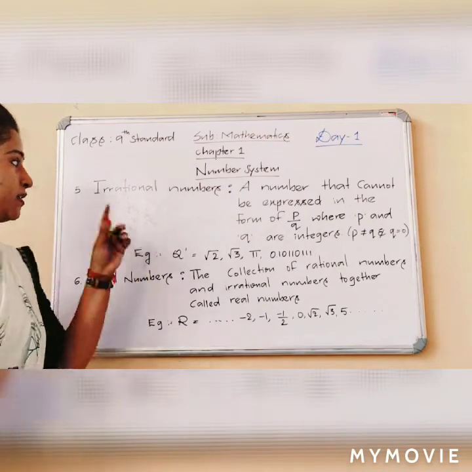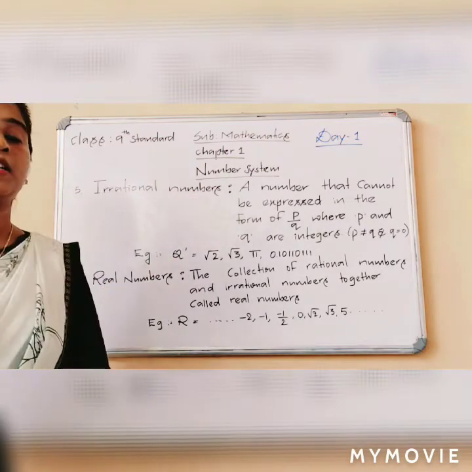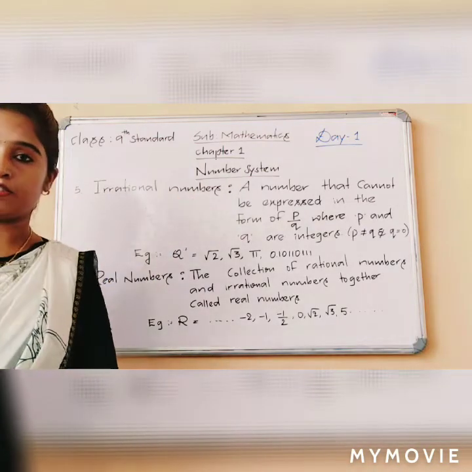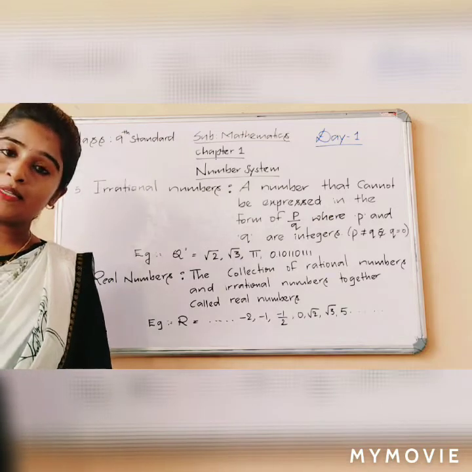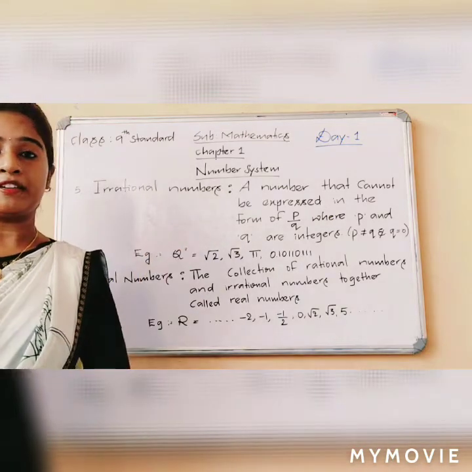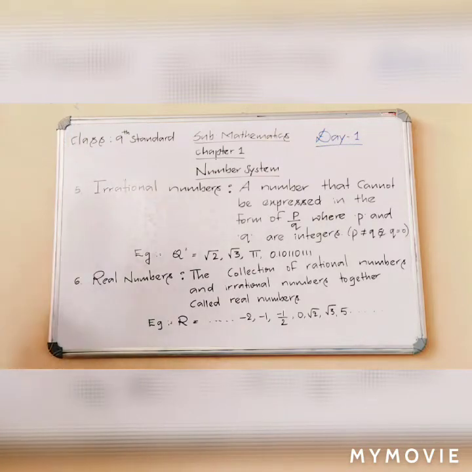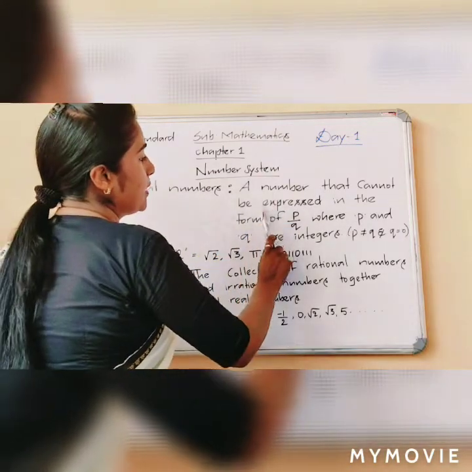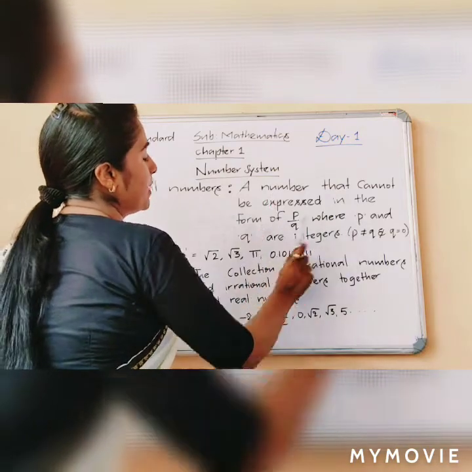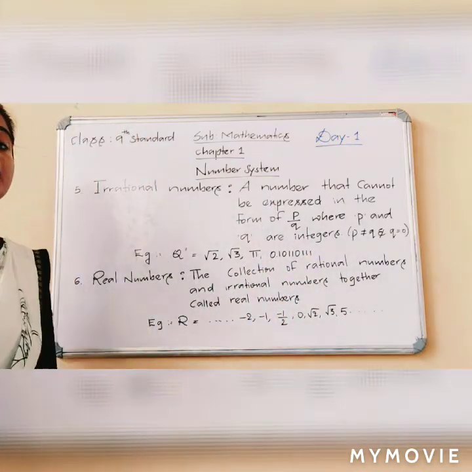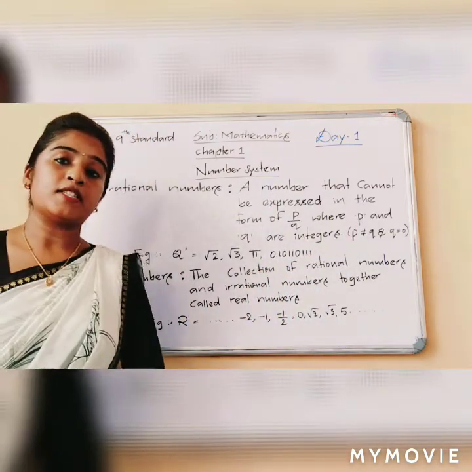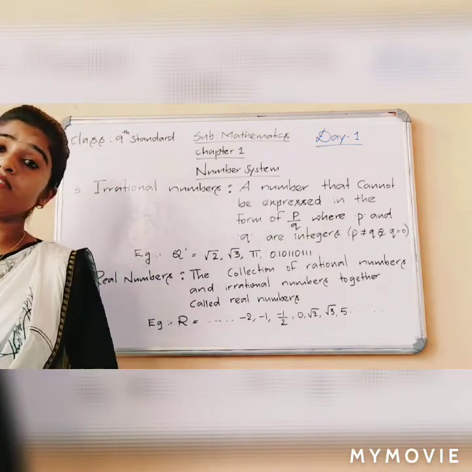The next type is irrational numbers. Here the numbers cannot be written in the form of p by q. A number that cannot be expressed in the form of p by q, where p and q are integers, and where p should not be equal to q, and q should not be equal to 0.